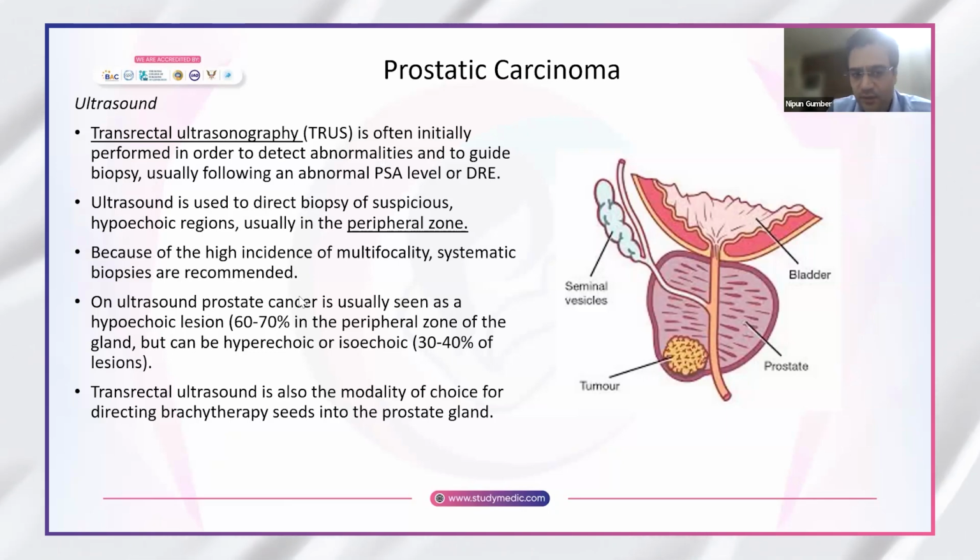On ultrasound, prostate cancer is usually seen as a hypoechoic lesion in the peripheral zone but can be hyperechoic as well as isoechoic. Transrectal ultrasound is the modality of choice for directing brachytherapy seeds into the prostate gland.